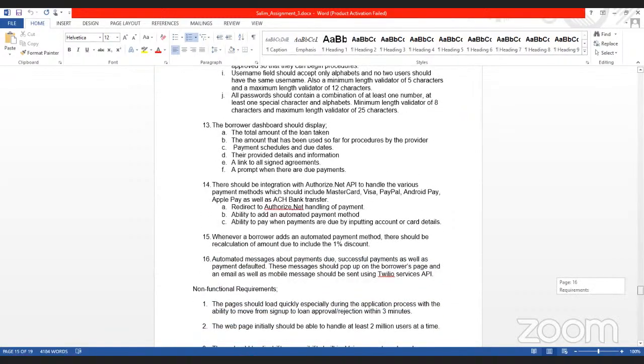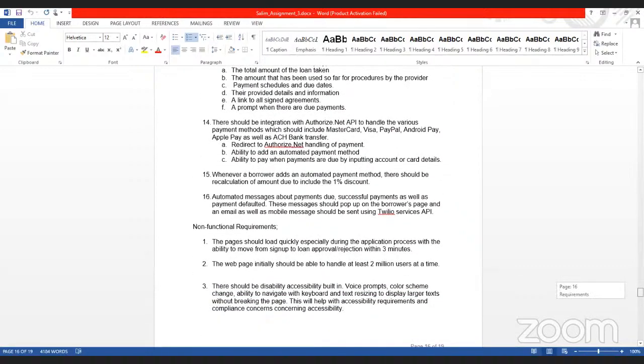The borrower dashboard should show the amounts and basically what I've mentioned earlier. There should be an integration to authorize.net to capture all the payment messages. After you fill the form, you are redirected to authorize.net, and that handles the payments. We'll just give you the form to fill, and then authorize takes over. Whenever the automated process is added, the 1% discount kicks in.